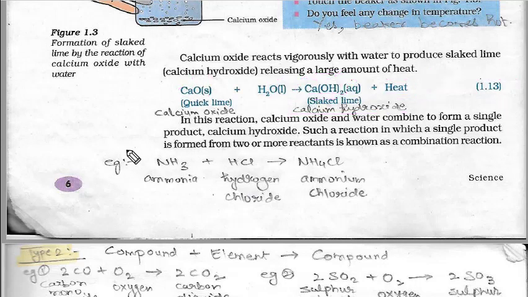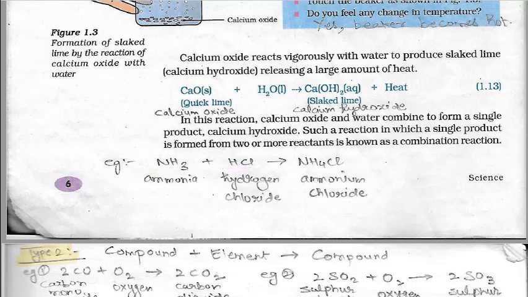So now this is example 2 of the same type, which is compound plus compound gives compound. Here ammonia is a compound. When it is mixed with hydrochloric acid or hydrogen chloride, it will form ammonium chloride. So these two are examples of compound plus compound gives compound type reaction.